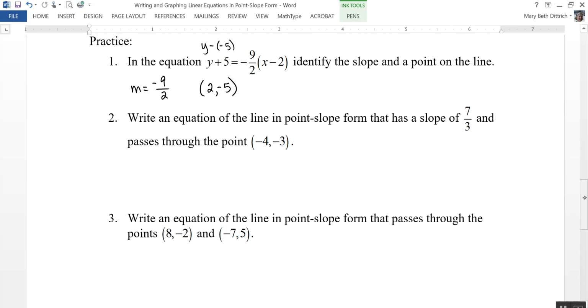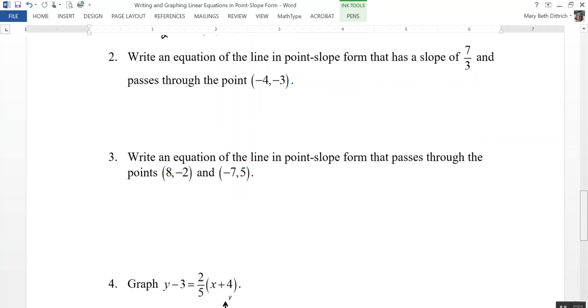The second one says, write an equation of the line in point-slope form that has a slope of 7/3 and passes through the point -4, -3. So this is my m, this is my x1, this is my y1. I can write that as y minus a negative 3, which is a plus 3, equals 7/3, there's my slope, times x minus a negative 4, which is plus 4. So there's the equation of the line that has that slope and goes through that point.